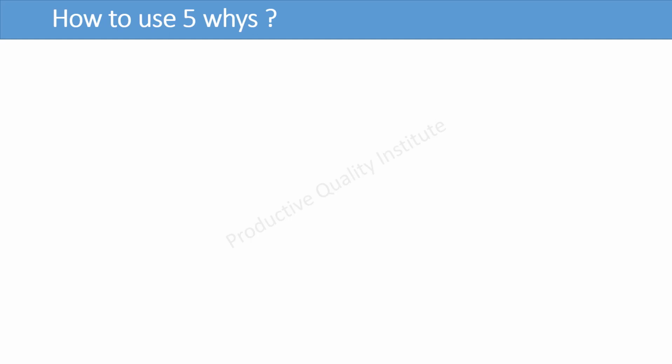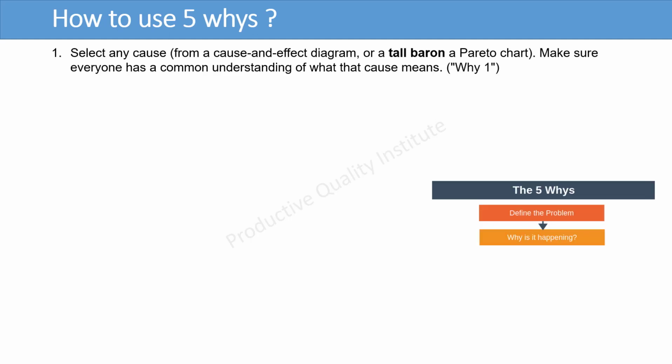How to use five whys. 1. Select any cause from a cause and effect diagram or a Pareto chart. Make sure everyone has a common understanding of what that cause means. Why 1.